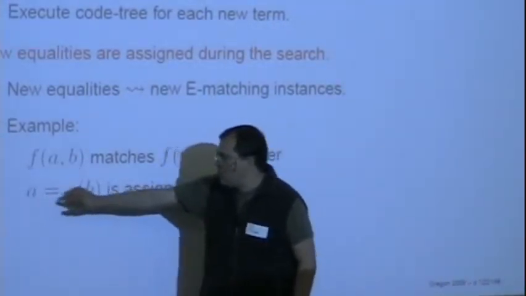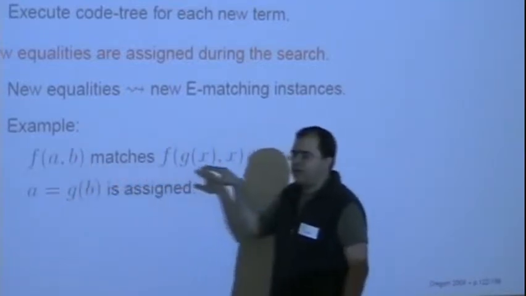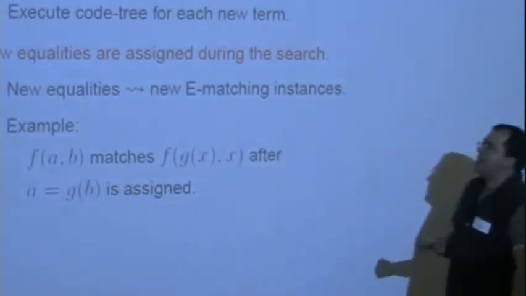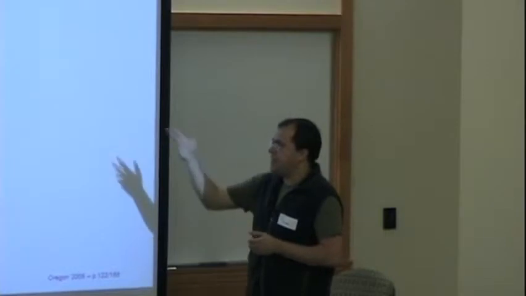Now when you merge the equivalence class of a and g of b, you can match these two now, right? In this way, when you have E-matching, there's this extra complication. When you assign new equalities, you may create new opportunities for instantiating these patterns, right? In this way, we have new terms. This is the easy case. Standard matching has the same problem. And the second one is the extra complication of E-matching.